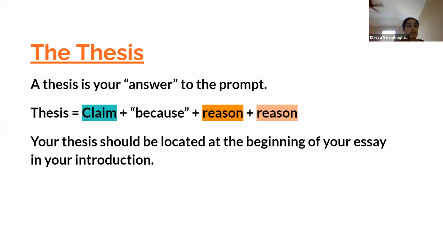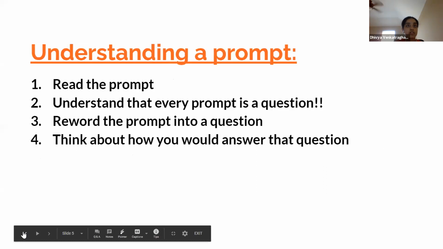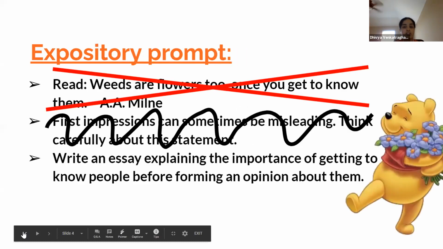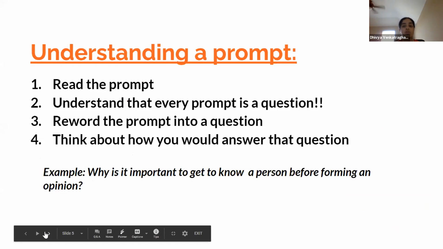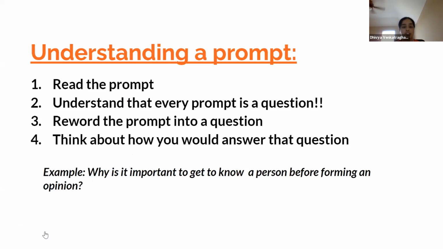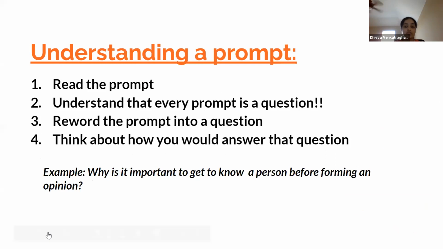So looking back at our example prompt that we were given over here, let's answer the question that we came up with. Question is that right here. So we would start something like, it is important to get to know a person before forming an opinion. Then we add our because statement, and then the 2 reasons. First impressions can be wrong, and new friendships develop.